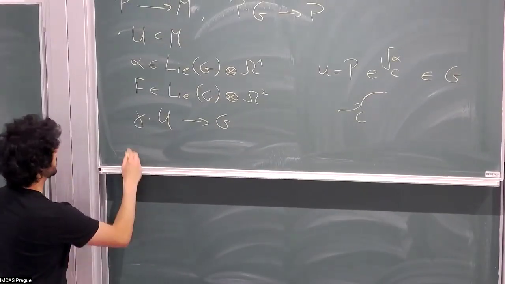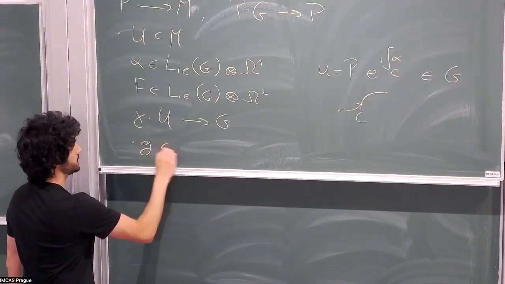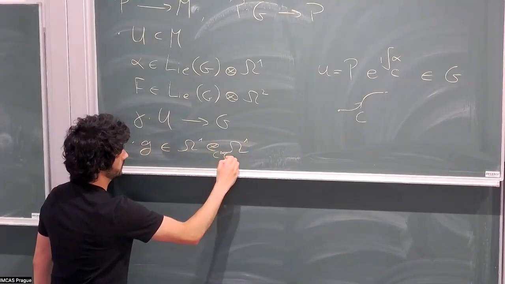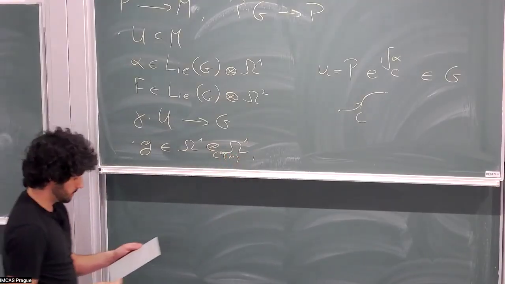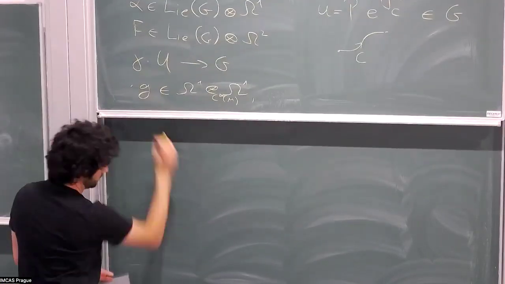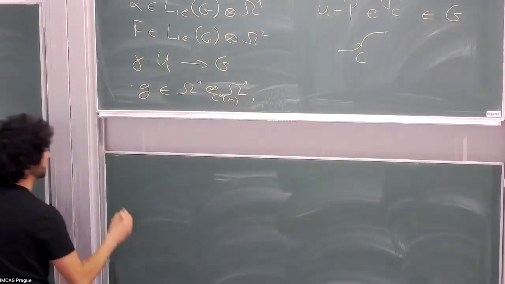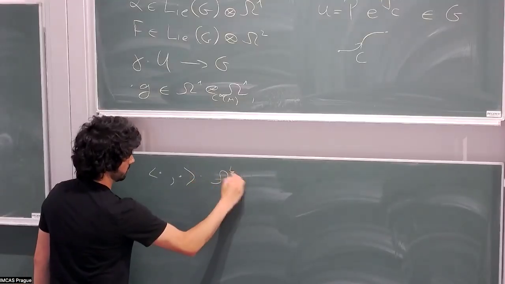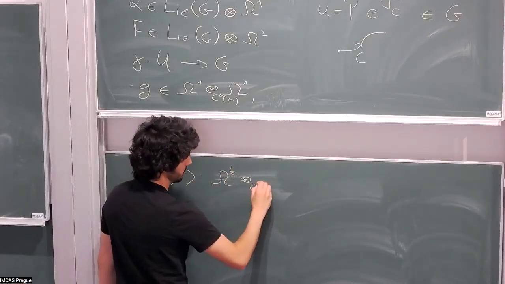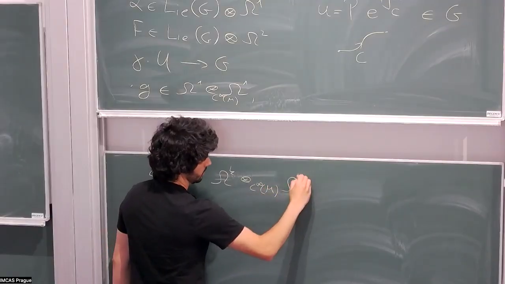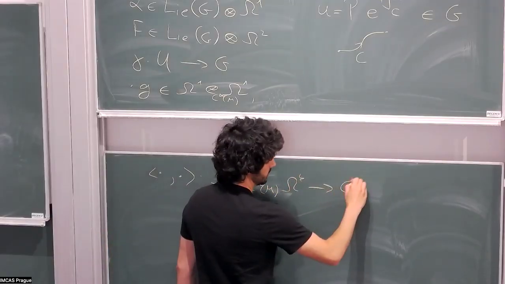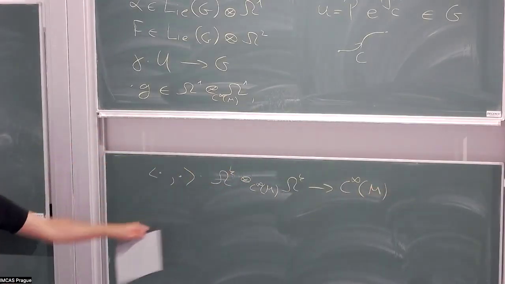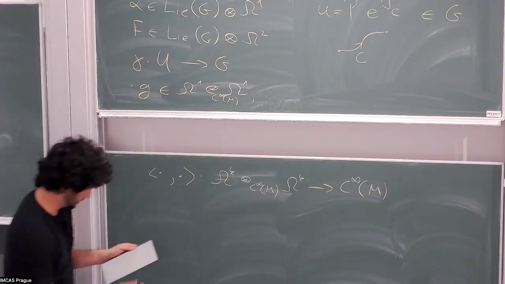What we'll need more is a metric. This is just g in Omega^1 tensor Omega^1 of M. This metric induces a product on k-forms, Omega^k tensor Omega^k going to C^infinity(M), which is just a way of contracting the metric with k-forms. I'll not review it.